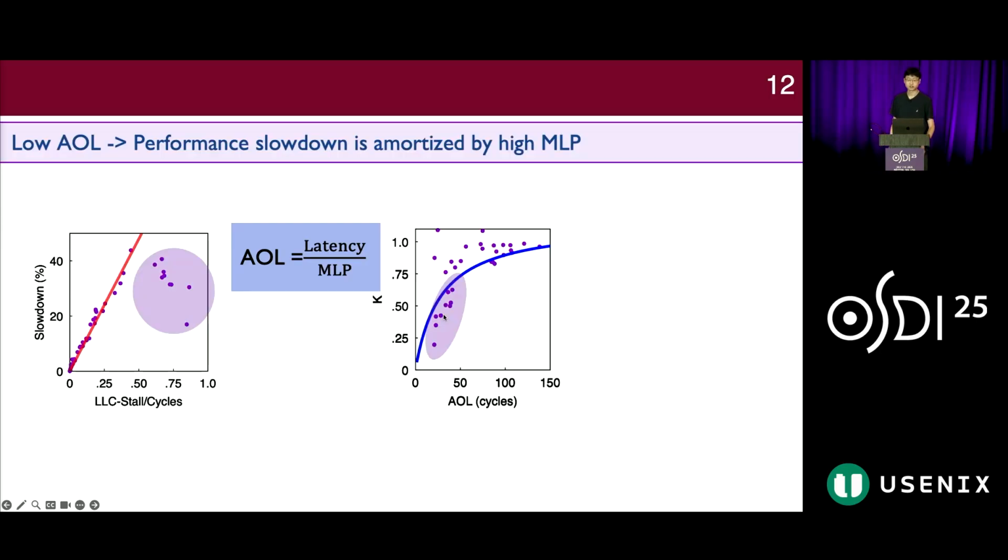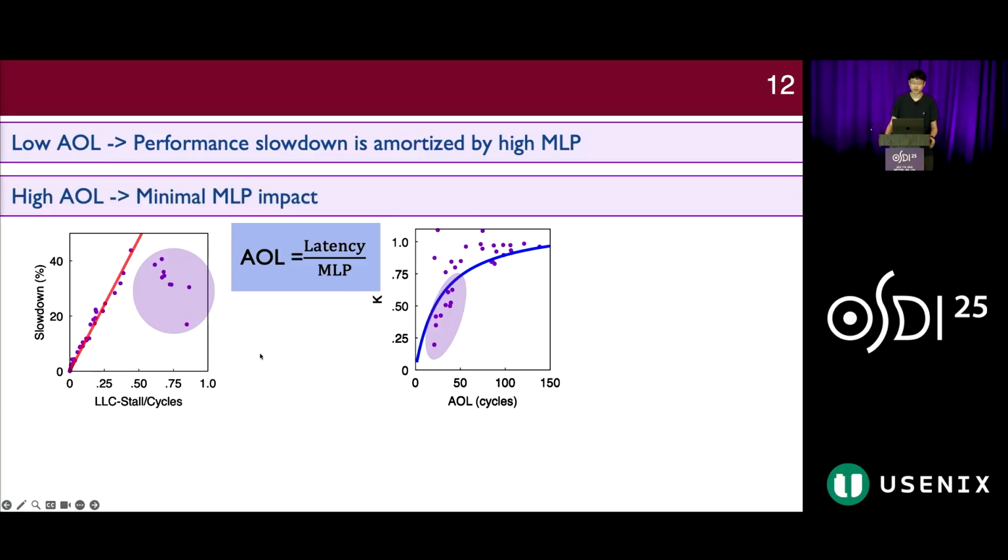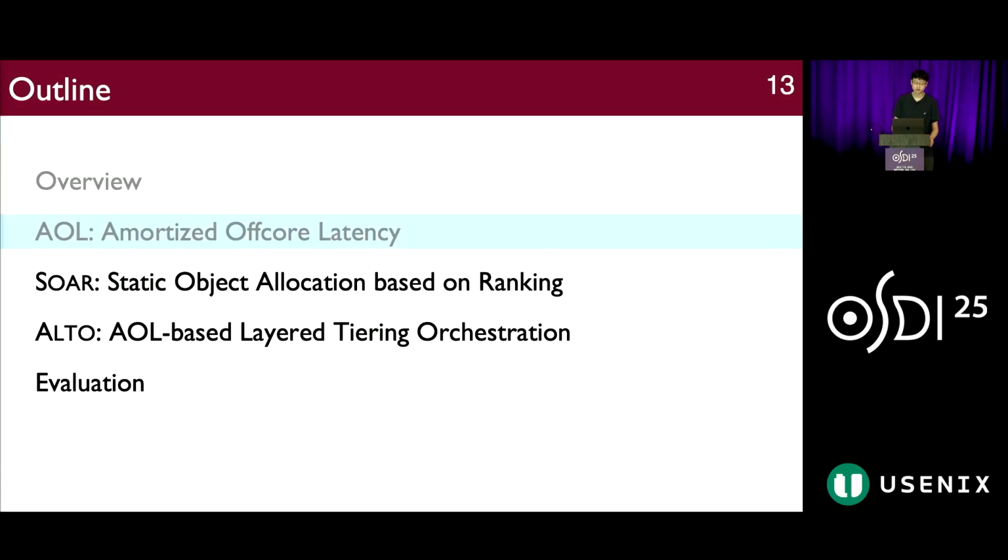The workloads with low AOL experience high MLP behavior. That's the reason why there are the outliers in the left plot. It means that their performance slowdown is amortized by high MLP. Whereas those with high AOL do not experience this MLP impact. Later, we can leverage this for further memory allocation and page migration. So first, I will talk about static allocation using AOL.